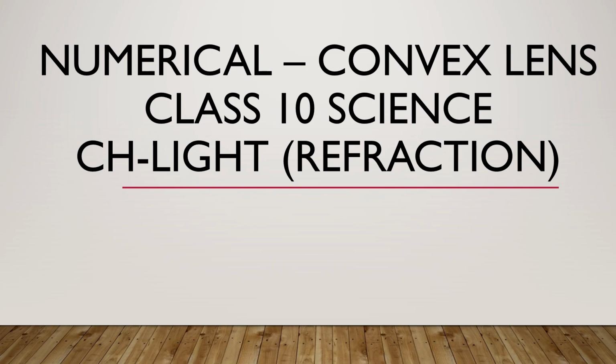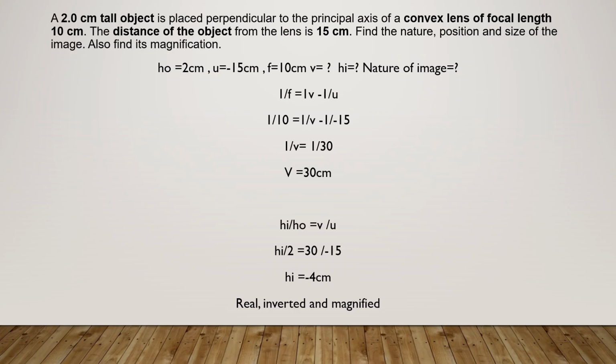Hello children, let us see a numerical on convex lens, which is a 3-marker question, and if you practice thoroughly you'll be able to score 3 marks very easily. Now let us see the question.